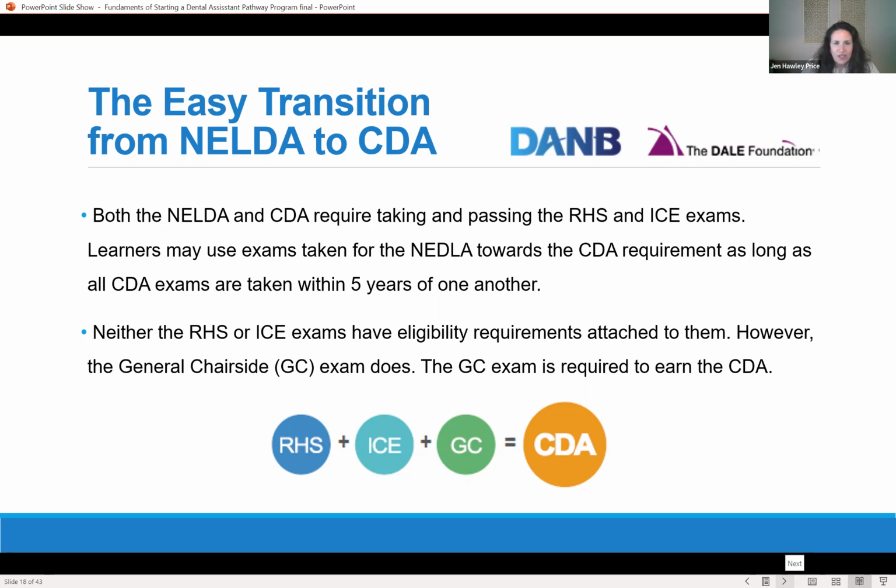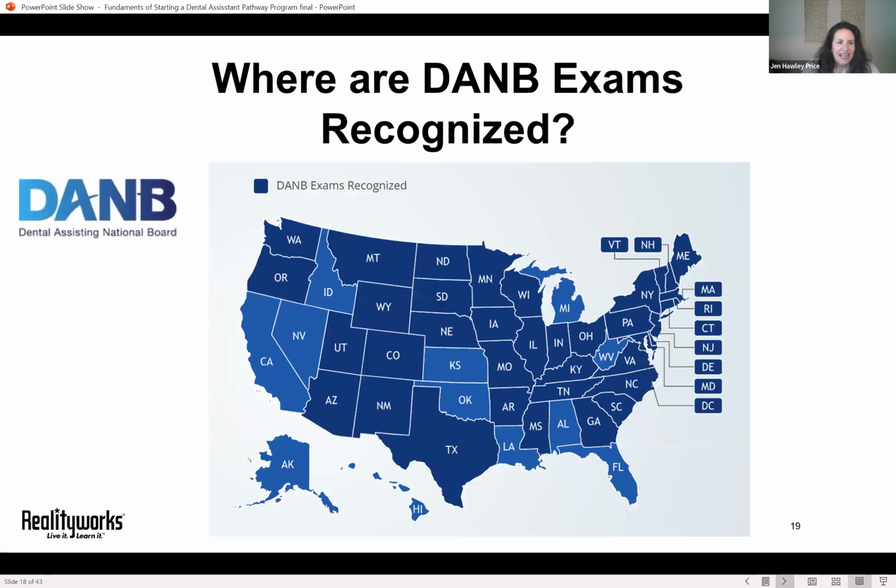So positioning this, especially with high school students and or those just entering the dental profession, as really that great stepping stone and entry point that gets them closer. It helps break up the certification and that road to CDA into really bite-sized chunks that makes a significant difference. Next slide, please.